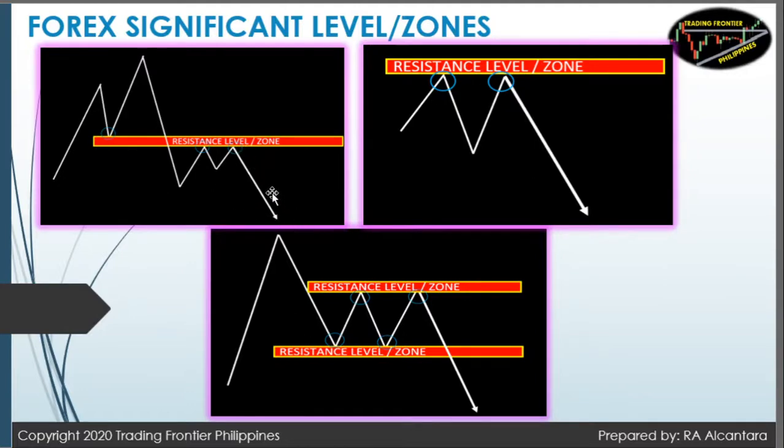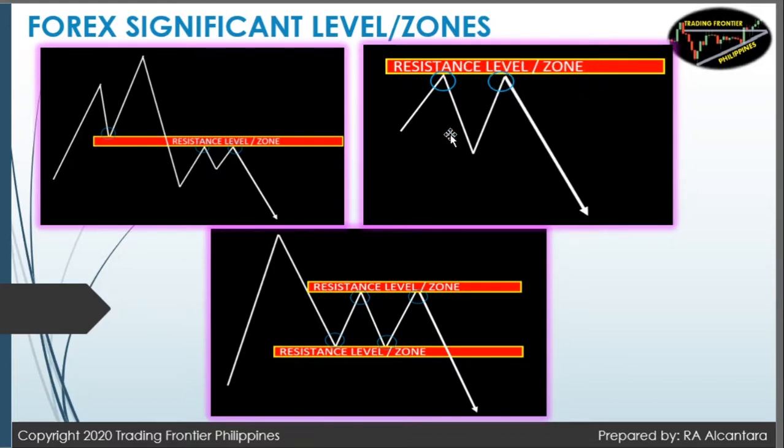All right. So how can we know if this is a significant level or zone? Again, as I've said, two or more reactions would be enough. All right. So we have one, two, three. So for this example, this can serve as our key resistance level or zone. On the other hand, we still have another example. This price reacted twice, so one, two, before it goes down. So we can say that this level or zone is our key resistance level or zone.